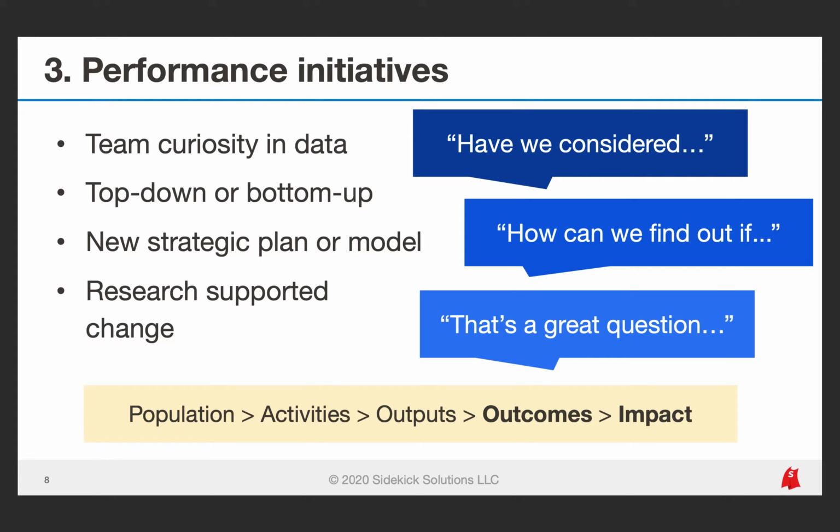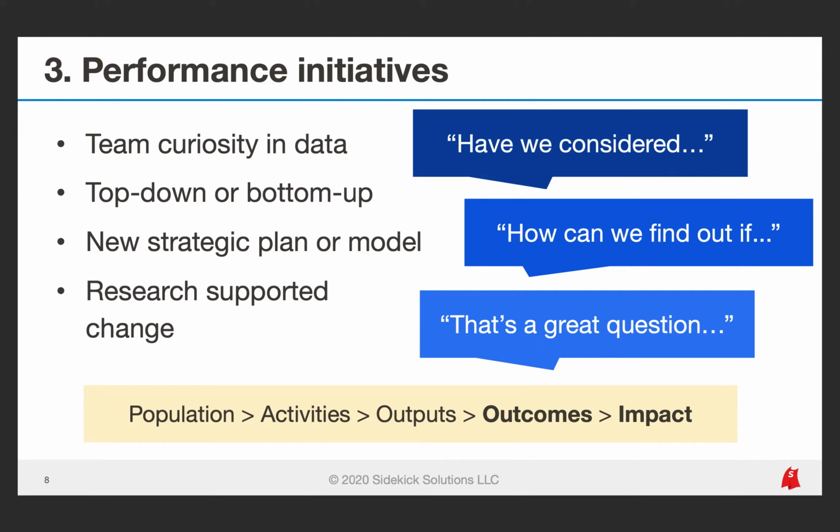Lastly, we come to performance initiatives, and this is a final tipping point. Do managers or your direct service staff ever ask important questions that can't be answered with the current systems you have in place? You may even aspire to conduct an evaluation on your program model someday. Performance initiatives are often a spark for new client case management software, especially as teams' curiosity in data increases, or a new strategic plan is installed, or even if you find new domain research that supports a change in your team's approach to program delivery.